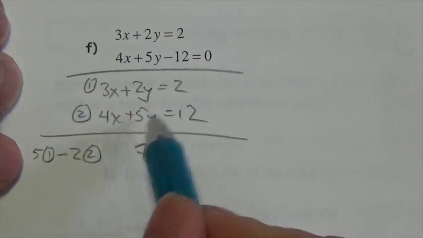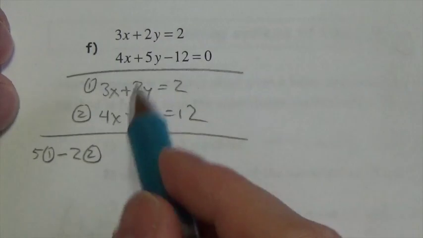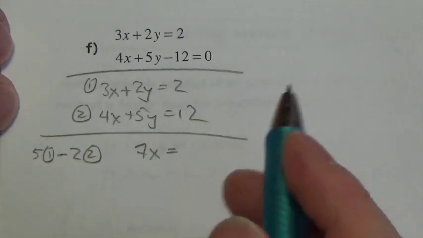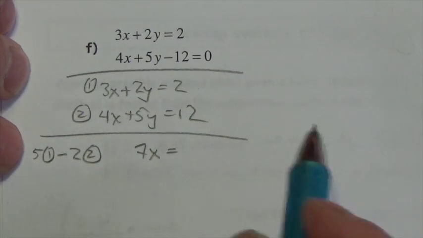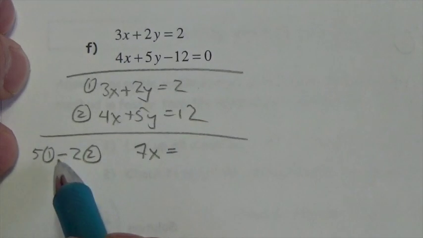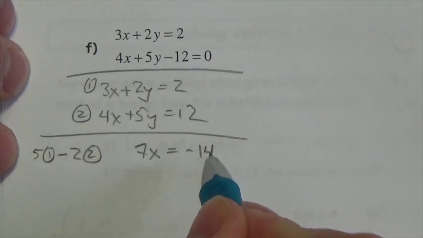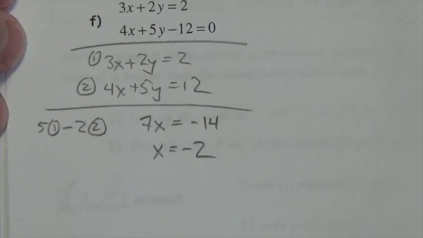10 minus 10 goes away, becomes 0. Okay, so the y variable is gone. That's exactly what I wanted. 5 times 2 is 10. 2 times 12 is 24. So 10 minus 24 is going to be negative 14. And a quick division there gets me that x is negative 2.